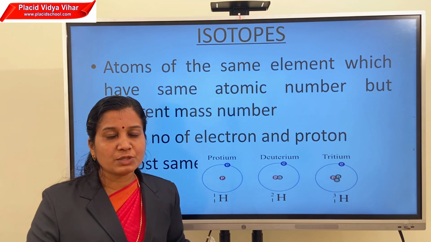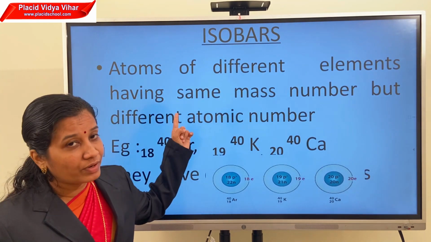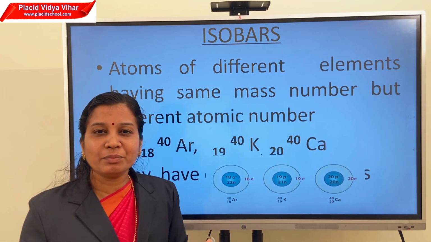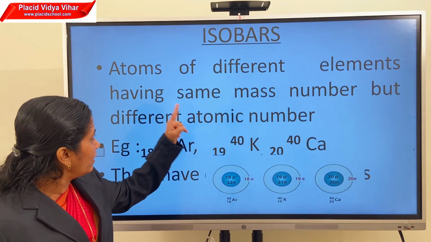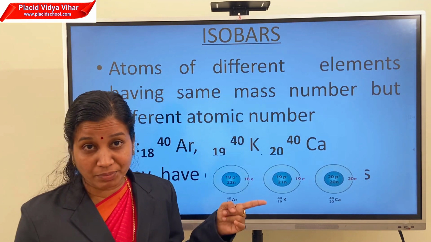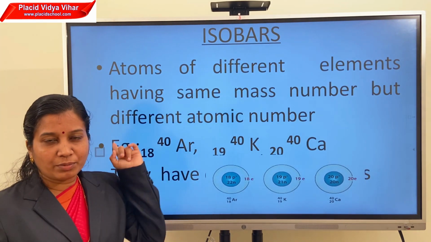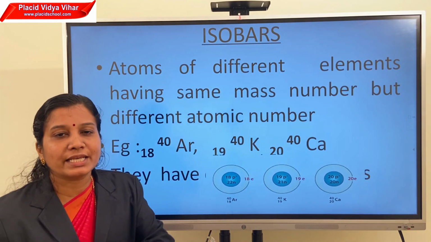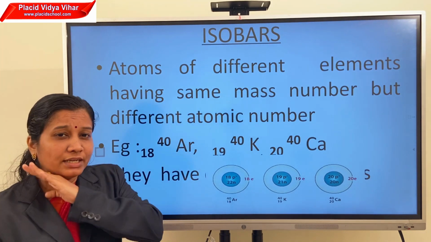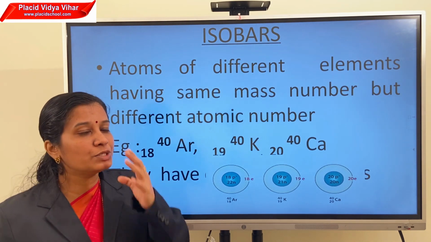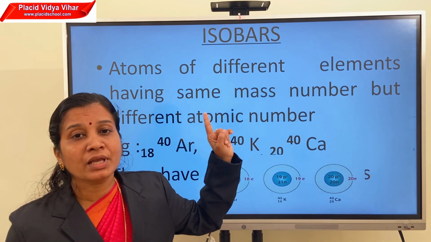Then we move to the next species, isobar. So isobar means atoms of different elements. So different element means atomic number differ. Atoms of different elements having same mass number but different atomic number. What about isotopes? Same atomic number, same element, mass number different. But in the case of isobar, different atomic number, which means different elements. But all these elements are having same mass number.